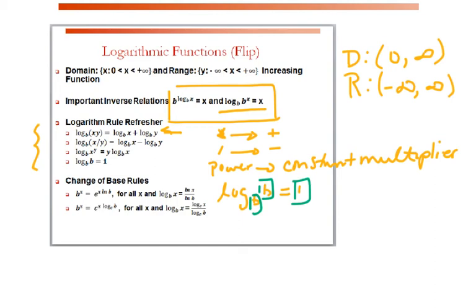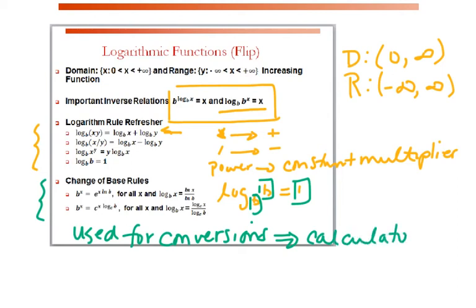The last concept on this chart is the change of base rules. All right, change of base rules, and I'll show an example of them. When are they typically used? They're used for conversions, because your calculator, if you have a TI, uses base 10. So you have to know how to convert. And the one that you will use the most is right here. And this is the one I'll be concentrating on.